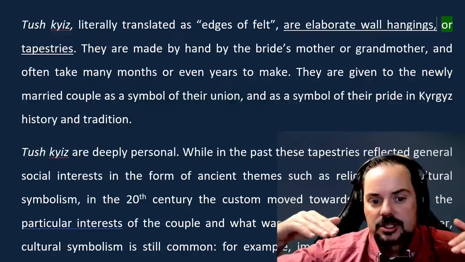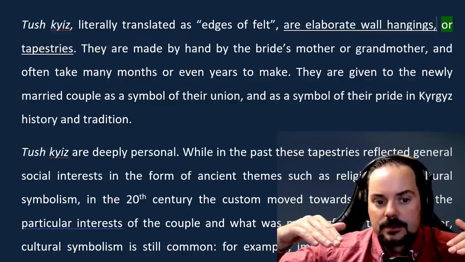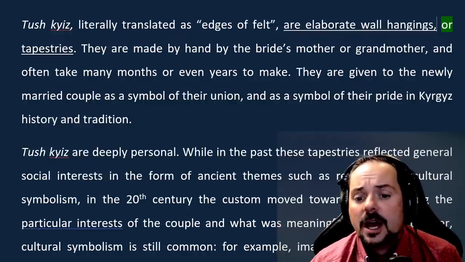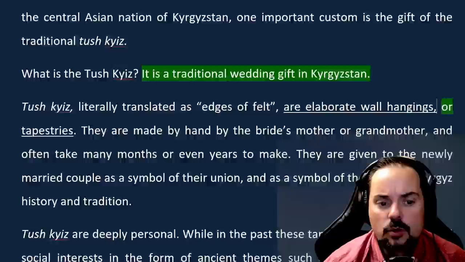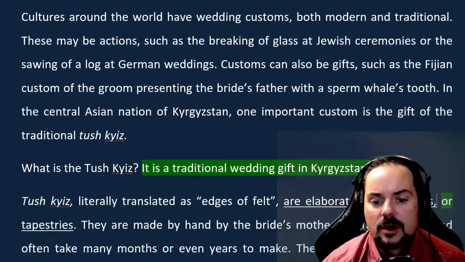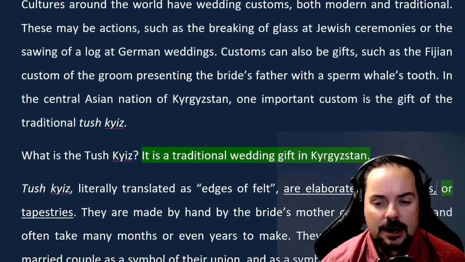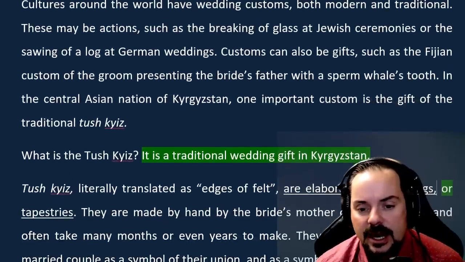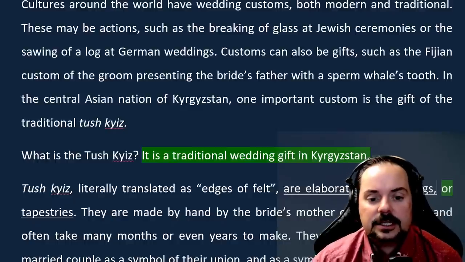Does that make sense, Chani? Yeah, I got it. Okay, all right, cool. Chani, great reading. Any questions about any words? Are there any other words here that are unfamiliar for you in these two paragraphs where you're like, what is that?